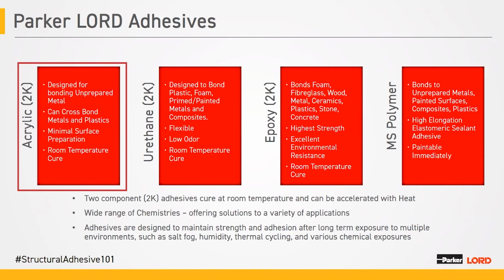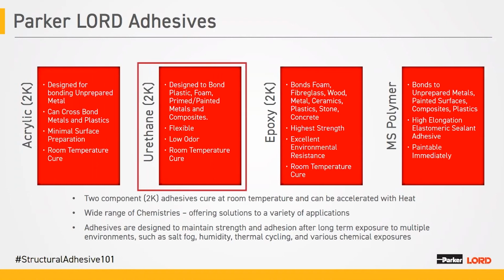They typically require minimal surface preparation, bonding to light oily metals. So typically a dry rag wipe is all that's necessary. And it's a room temperature curing product. So when the two components are mixed, it'll cure at room temperature at a set speed. Urethanes, again, two components quite often, designed to bond plastics, foams, primed or painted metals, composites, etc. They tend to be quite flexible, have a lower odor than the acrylic products, and again, a room temperature cure.